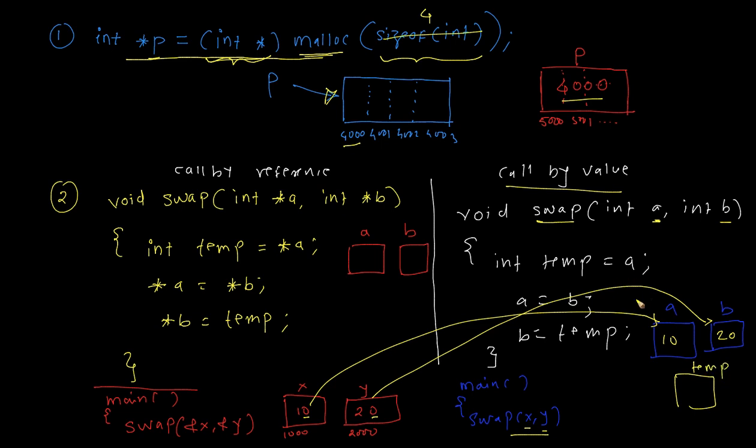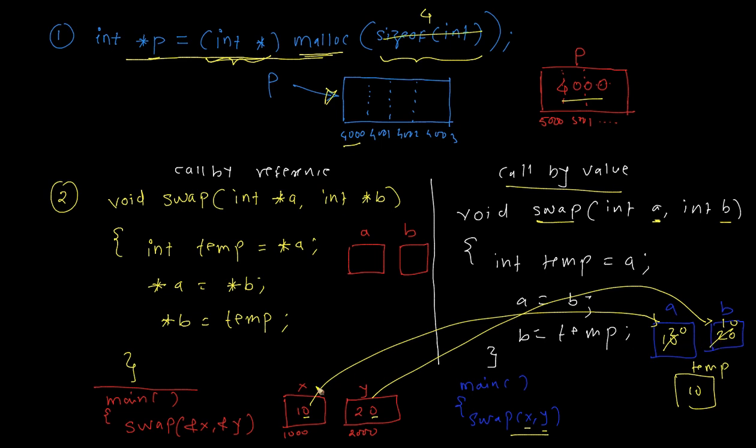So temp will get the value of a, which is 10 here, so temp will get 10. Then a is equal to b, or b's value is assigned to a. b is 20, so 20 will be assigned here. And then b is equal to temp, and temp is 10. So this is in fact swapping two variables, swapping two values.